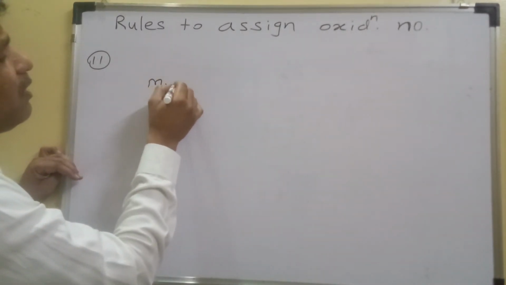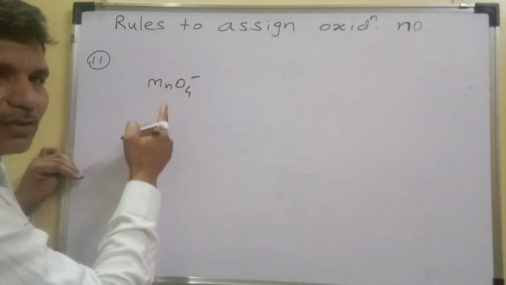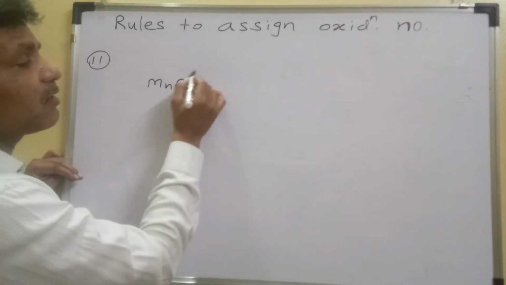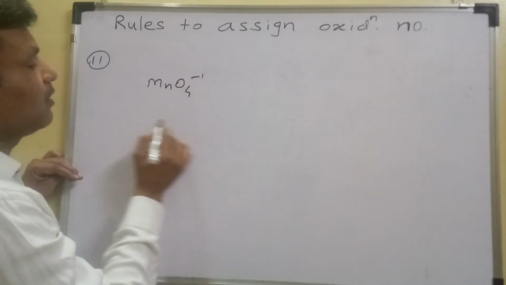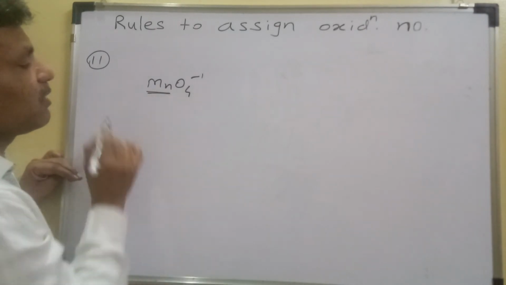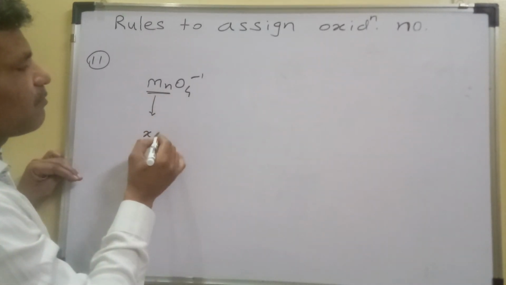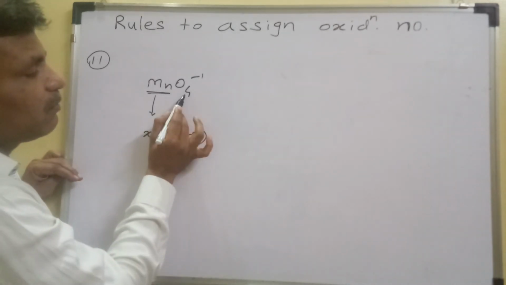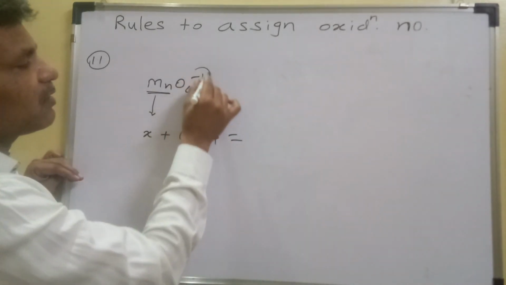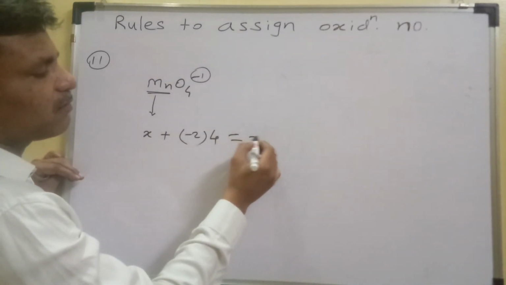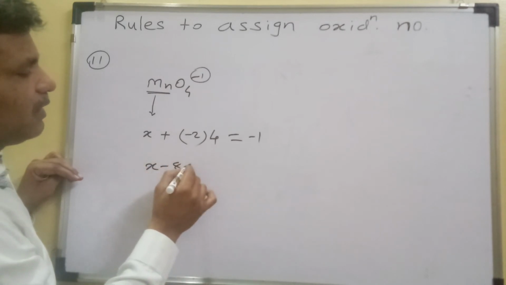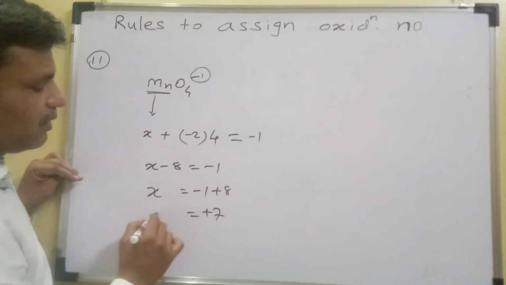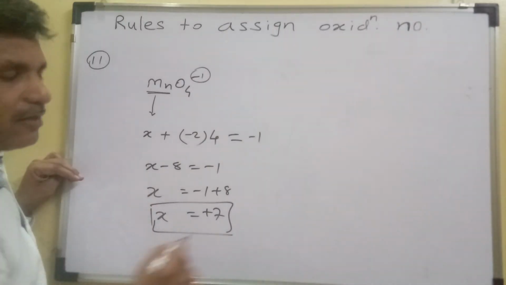Example, suppose MnO4 minus, this is an ion, also called a radical, and the oxidation numbers of all these elements add up to the charge on this. Charge is here -1. So we'll find out the oxidation number of this manganese, considered as X. Then plus means addition. Oxidation number of the oxygen is -2 into the number of oxygen, which is 4, equal to the charge on this ion, -1. So X minus 8 is equal to -1. So X is equal to -1 plus 8, that means it is plus 7. Plus 7 is the oxidation number of this manganese.